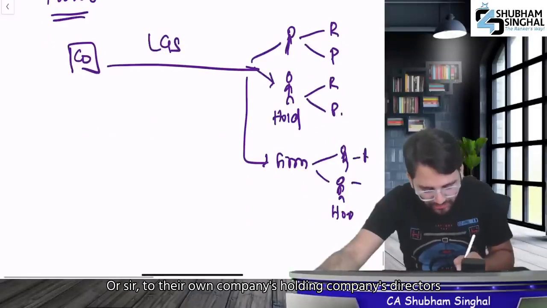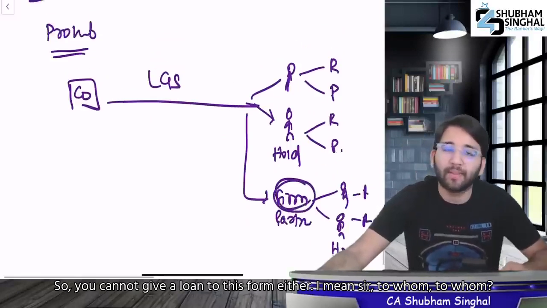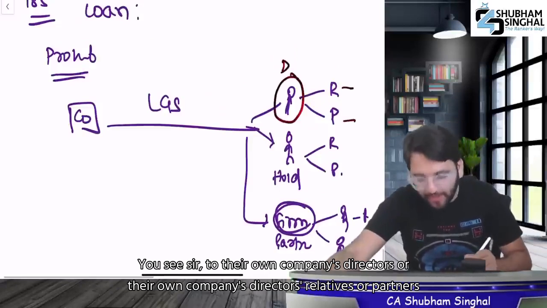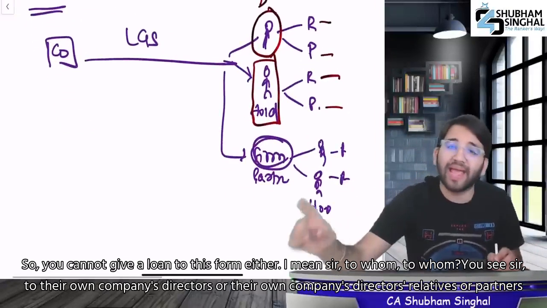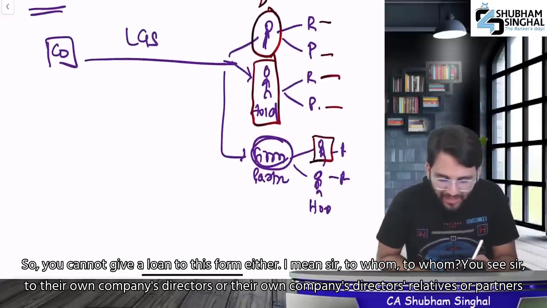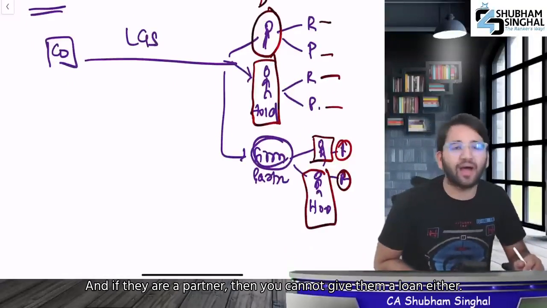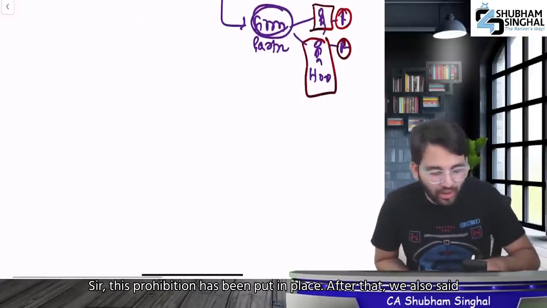Or if their relative is the partner here. If their relative is the partner, you cannot give a loan to this firm, and who else can you not give to? To the company's directors or their relative or the partner. Think about it. To the holding company's director, relative or partner. Or a firm where your company's director is a partner. Or their holding company's director or their relatives. If they are a partner, then you cannot give them a loan either. Is this point clear to all? This prohibition has been put in place.